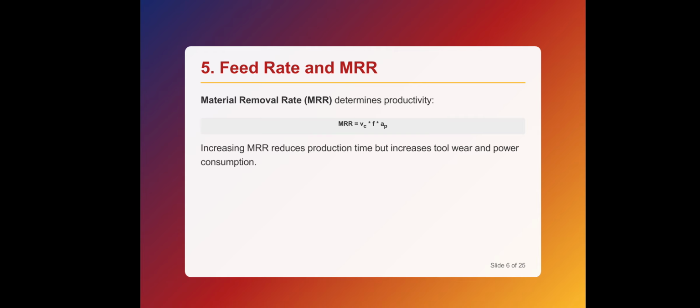The feed rate and MRR, that is material removal rate, determine productivity. MRR is equal to Vc into f into ap. Increasing MRR reduces production time but increases tool wear and power consumption.